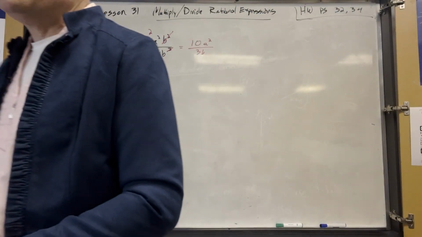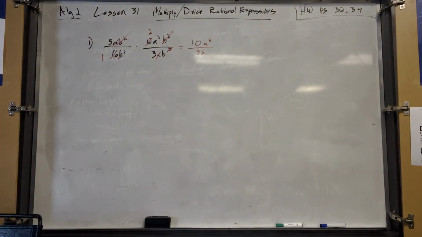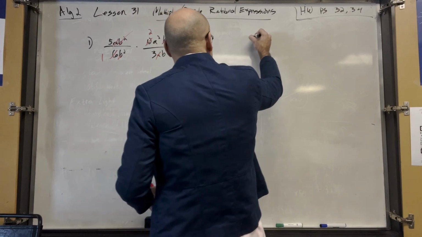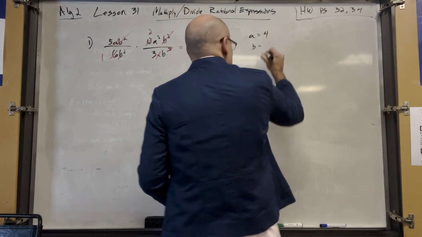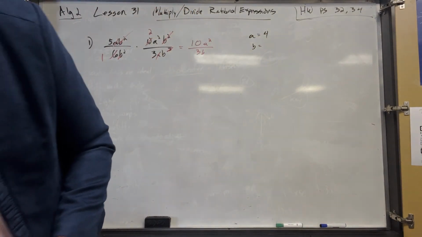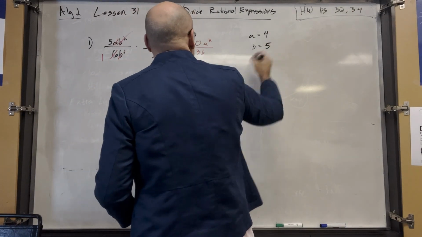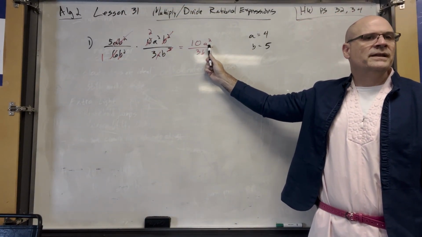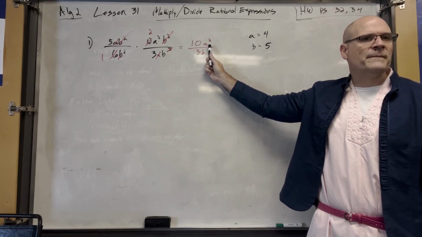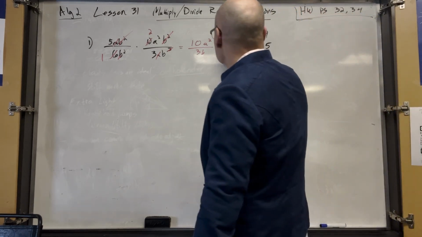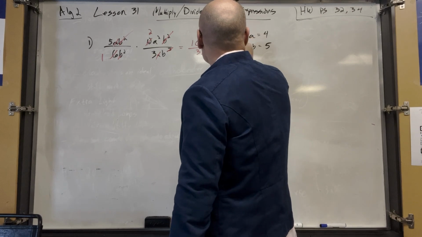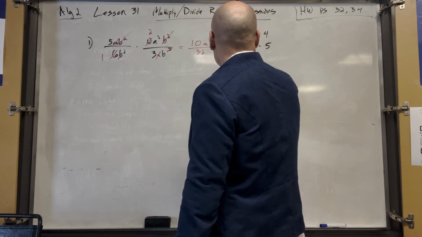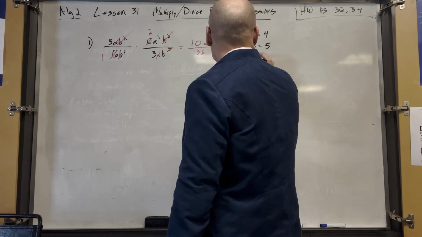Okay? So pay attention to how they want you to write your answer. But then here's what it says. Evaluate for a equals 4 and b equals 5. So just plug it in. So a squared does not mean a times 2. And if a is 4, what's a squared? 16. So this is 10 times 16 over 3 times 5. So that's 160 over 15, which is what?